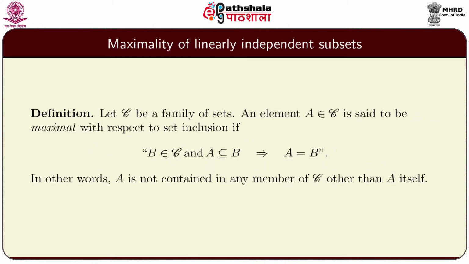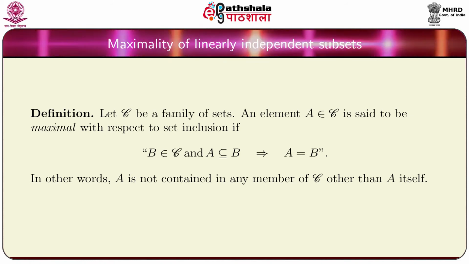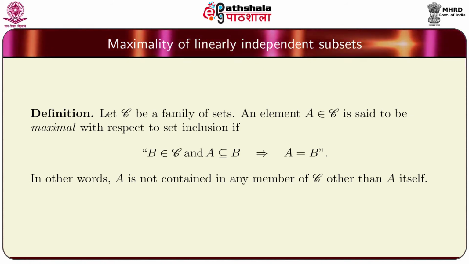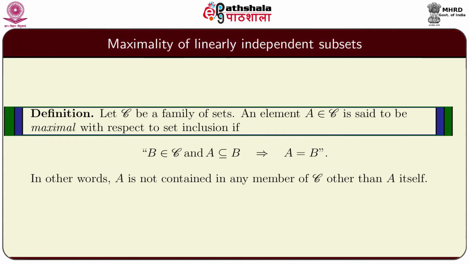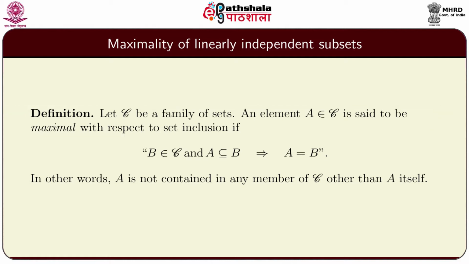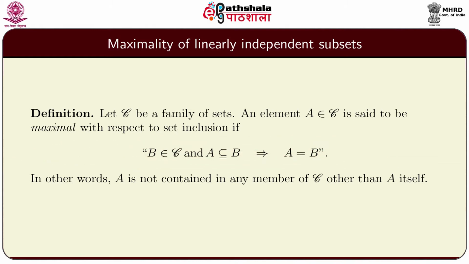We now introduce the concept of maximality with respect to set inclusion in order to talk about the existence of bases for vector spaces which are not necessarily finite dimensional. So, definition first: let C be a family of sets. An element A in C is said to be maximal with respect to set inclusion if B belongs to C and A contained in B implies A is equal to B. In other words, A is not contained in any member of C other than A itself.